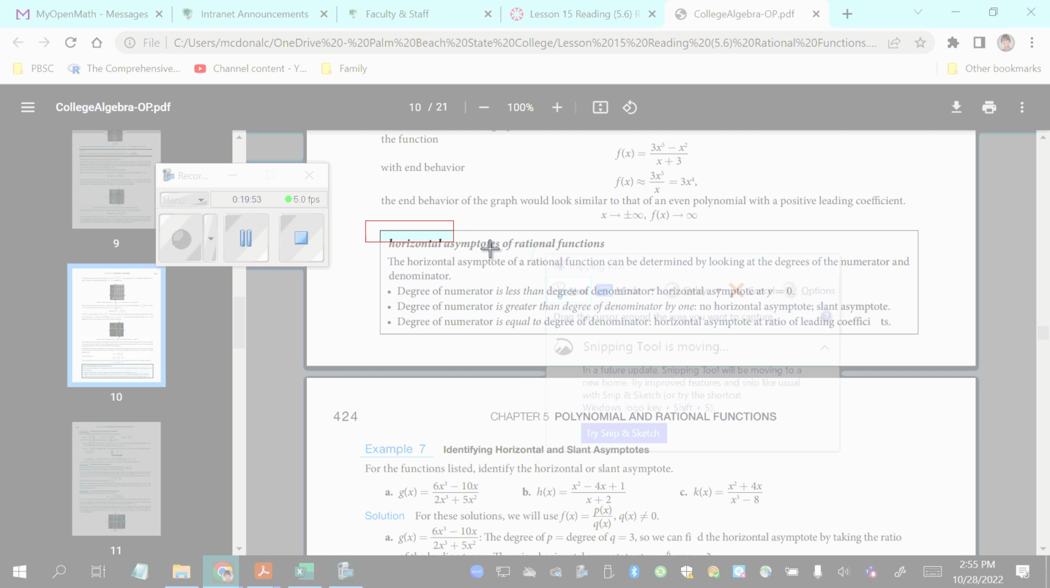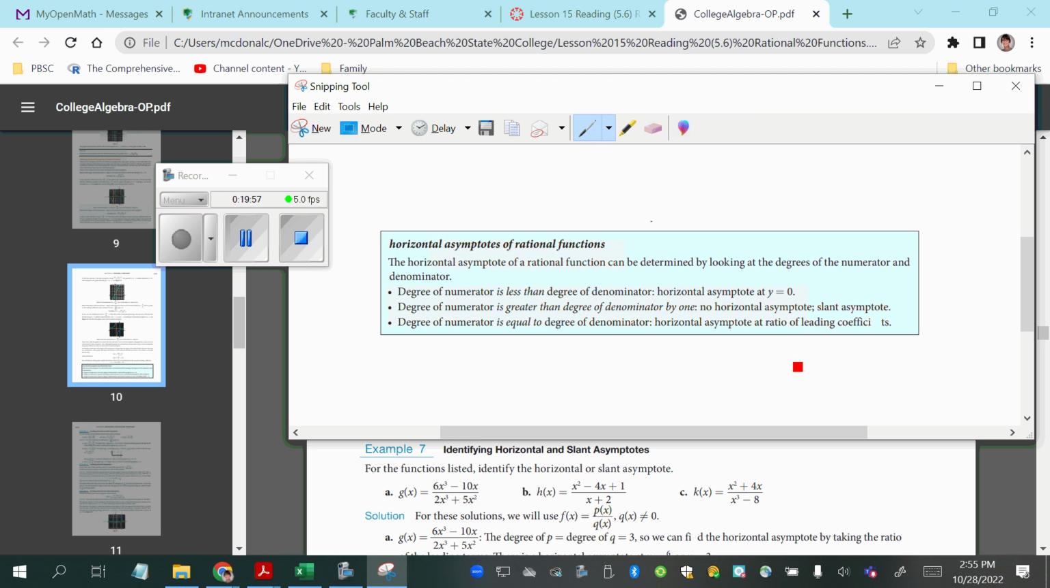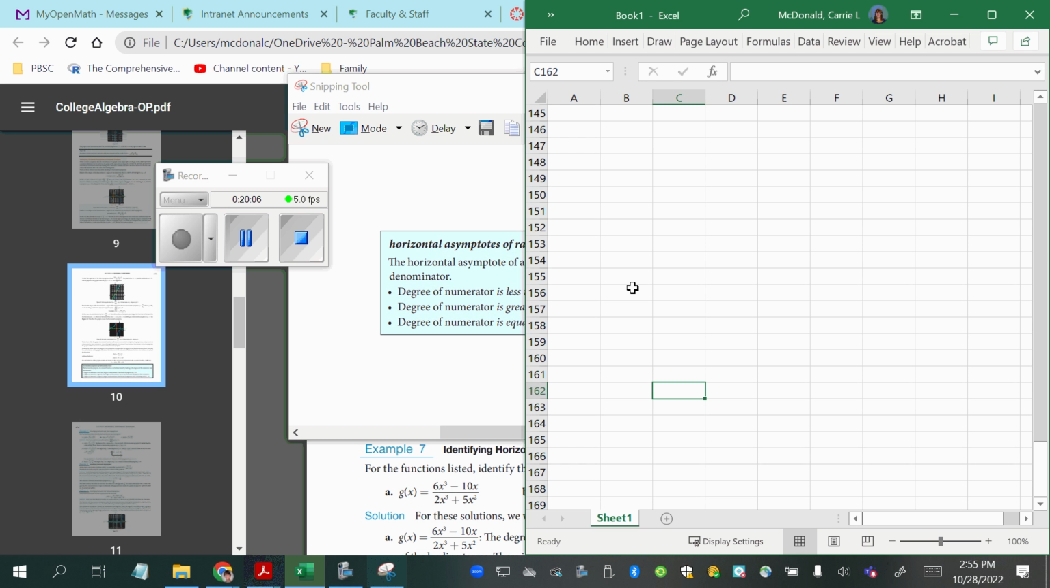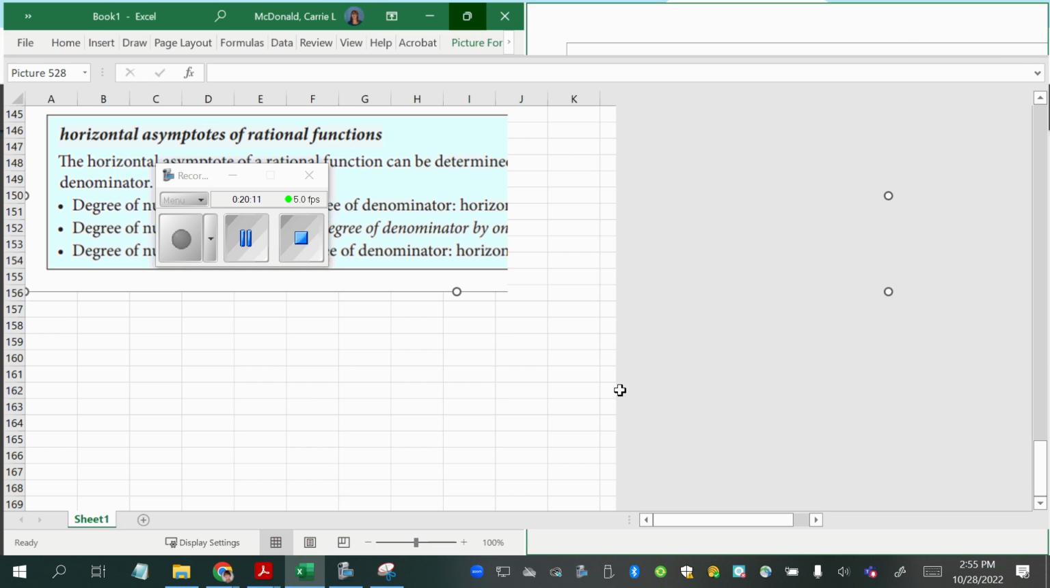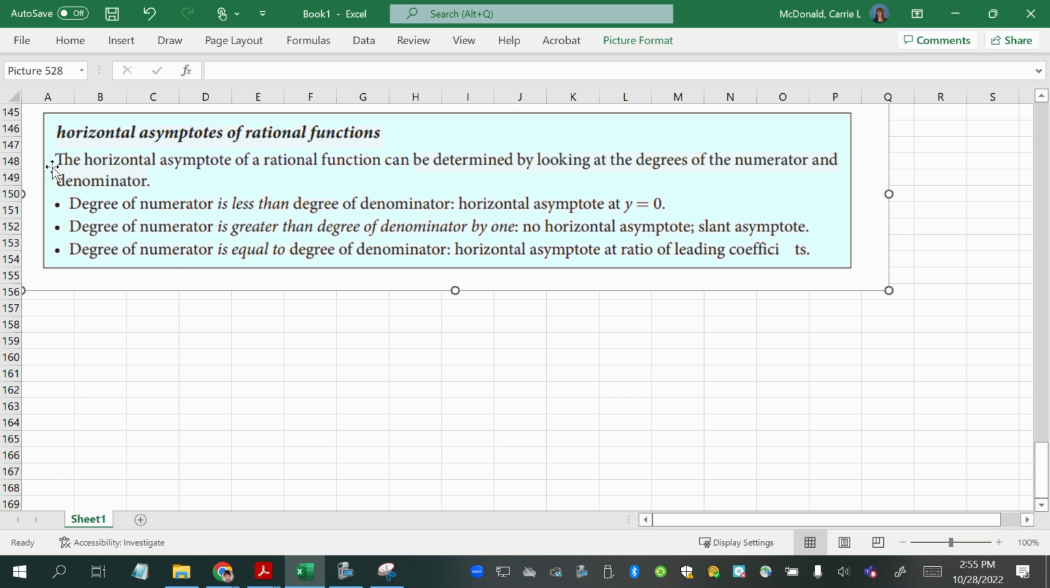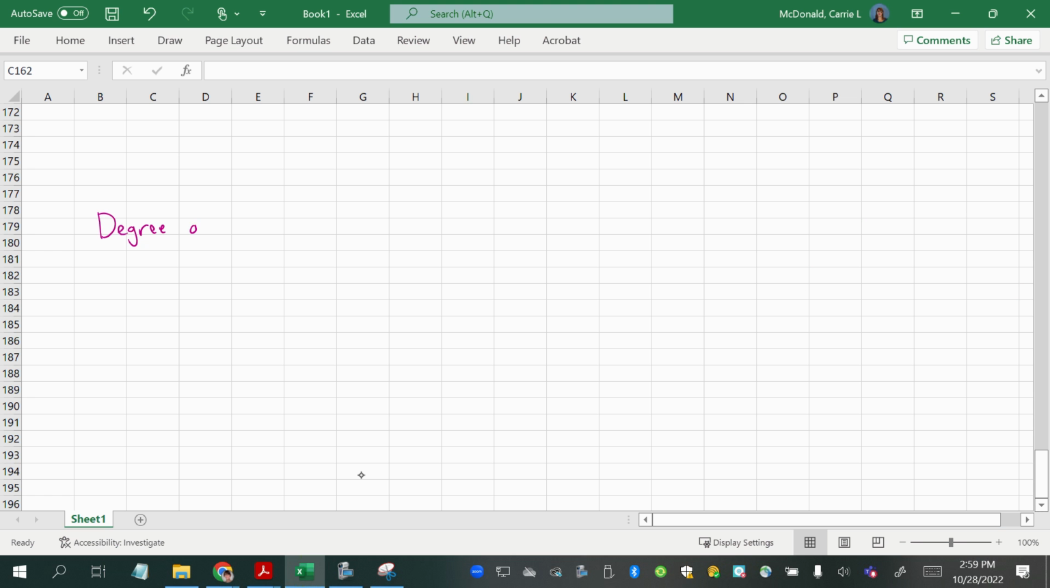All right, so here is the OpenStax textbook, where we have the information that is going to help guide us in figuring out either our horizontal asymptote or our oblique asymptote, because remember, it's always one or the other. Notice that it says the horizontal asymptote of a rational function can be determined by looking at the degrees of the numerator and the denominator. There are 3 different bullets here, 3 different cases, split up by the degree of the numerator compared with the degree of the denominator.